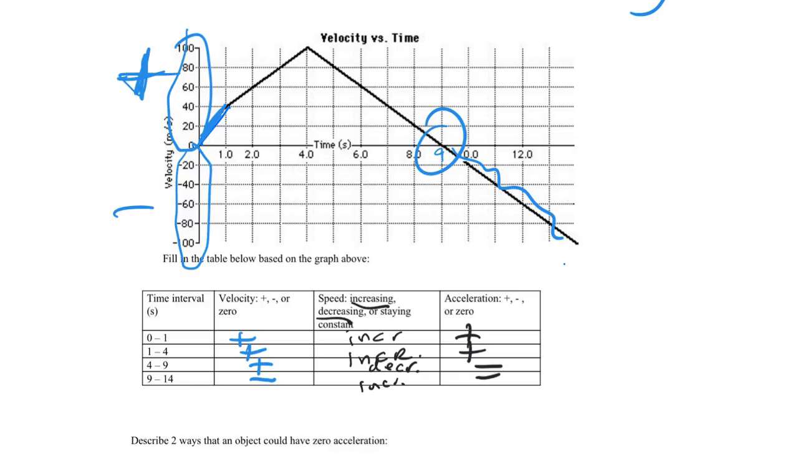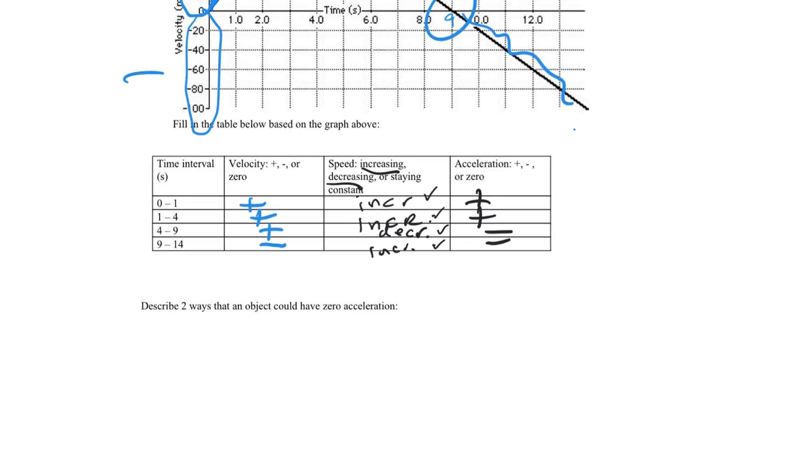from what you know. If you have two pluses, acceleration and velocity, you know the speed's increasing. If you have a plus and a minus, you know the speed's decreasing. If you have two minuses, you know the speed will be increasing. So it jives with what you were taught or learned earlier.